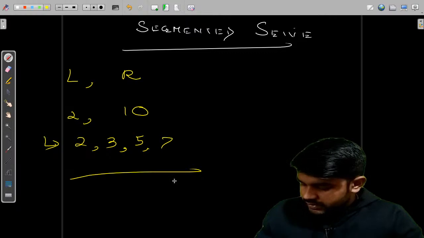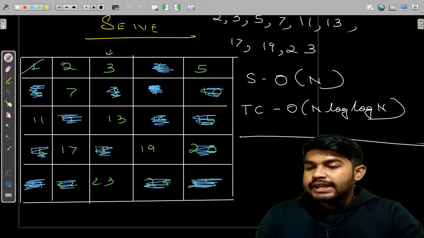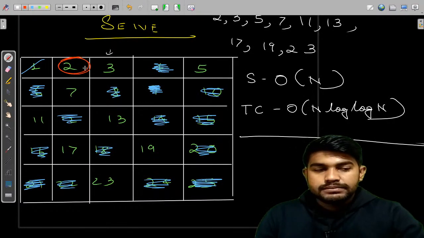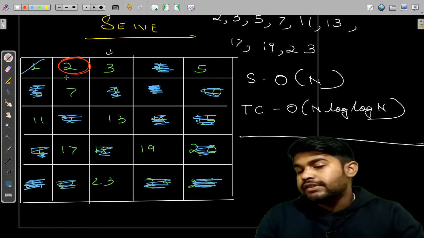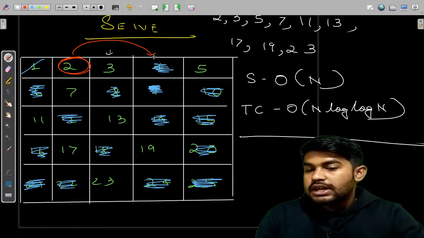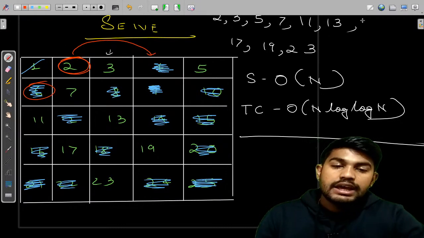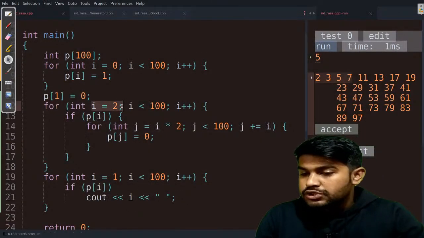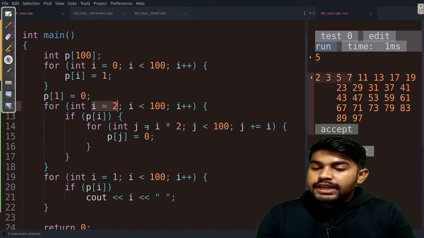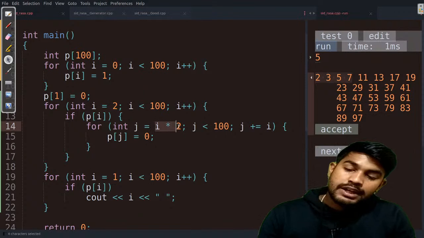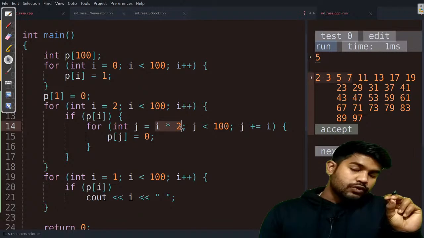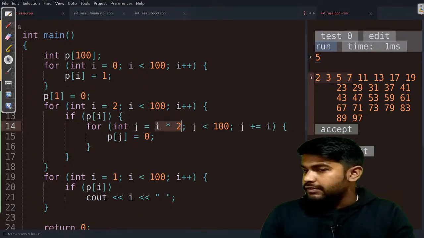Okay, why was it i plus 2? See, the thing is that when we encounter the first 2 as true, we mark the next multiple as false. Then 4 plus 2, again this. That is why the particular value is true, but we want the next multiple of it as false. So 2 would remain true, but 2 multiplied with 2, that is 4, would become false. This is what we are doing.